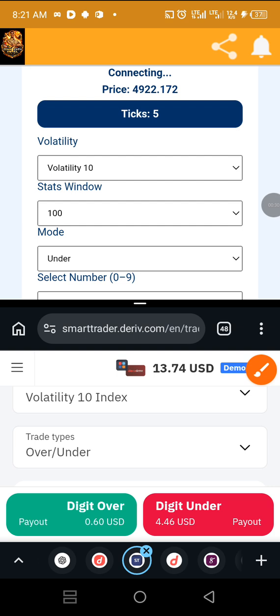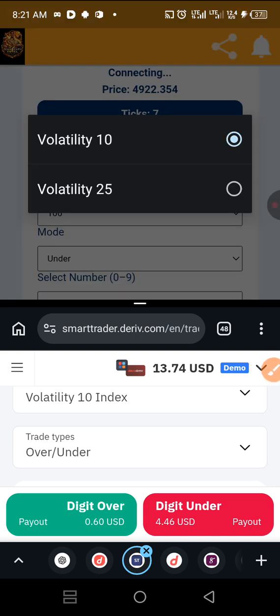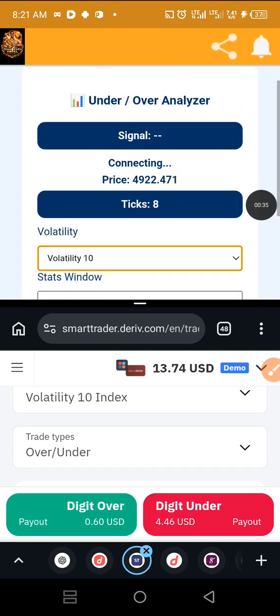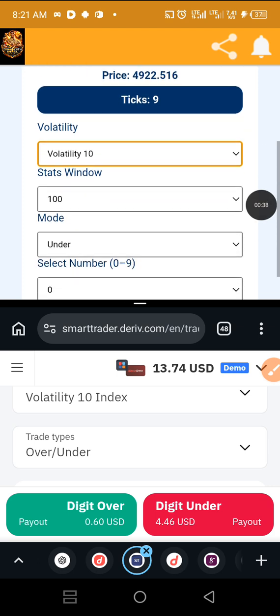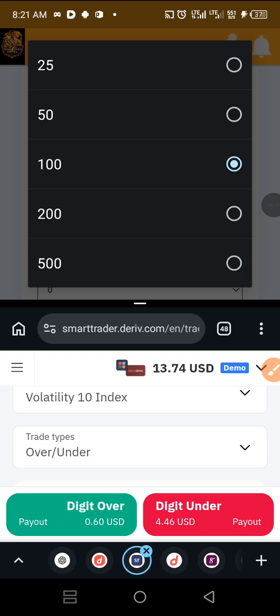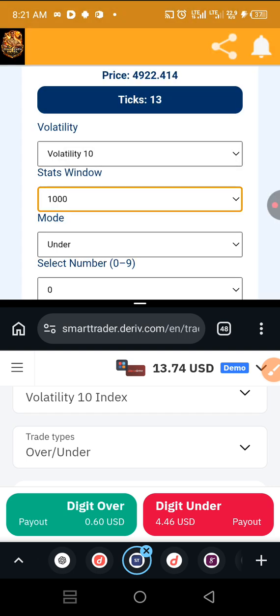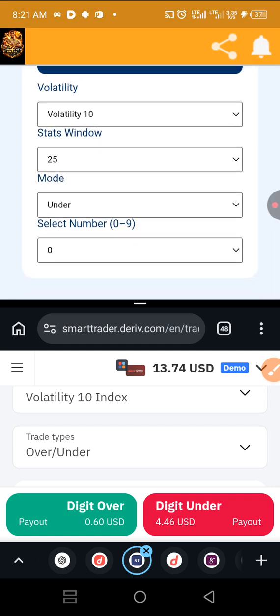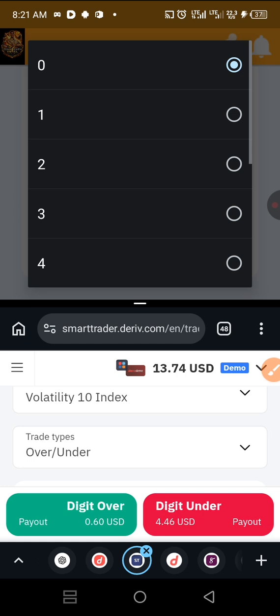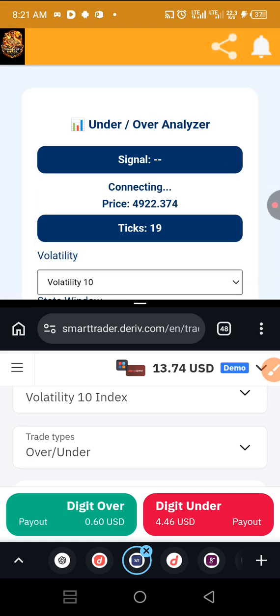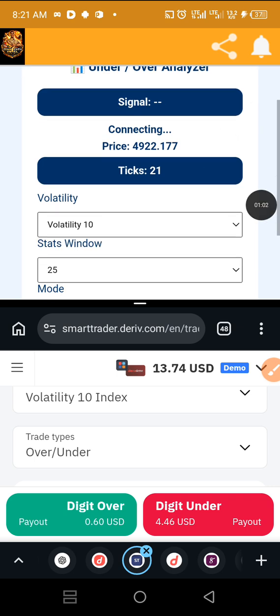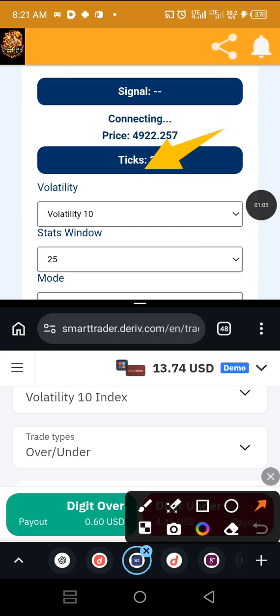Volatility 10, it has only two volatility, 10 and 25. All you have to do is start window, you can go from 25 to 1000, depends on your choice. So if I put it at 25, it will start reading analysis under or over. Let's say over 1. With over 1, I'm going to tell you the entry model and how to trade it. Once this tick gets to 25, it will start giving signal, because we put it at 25.